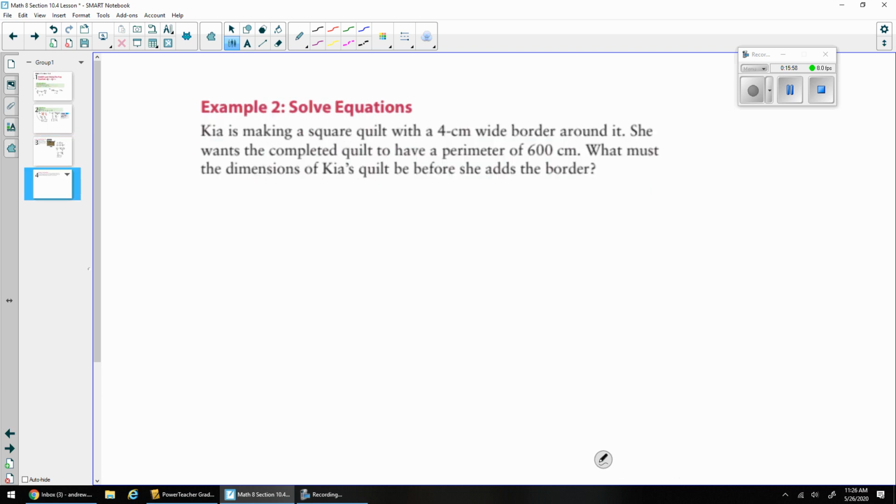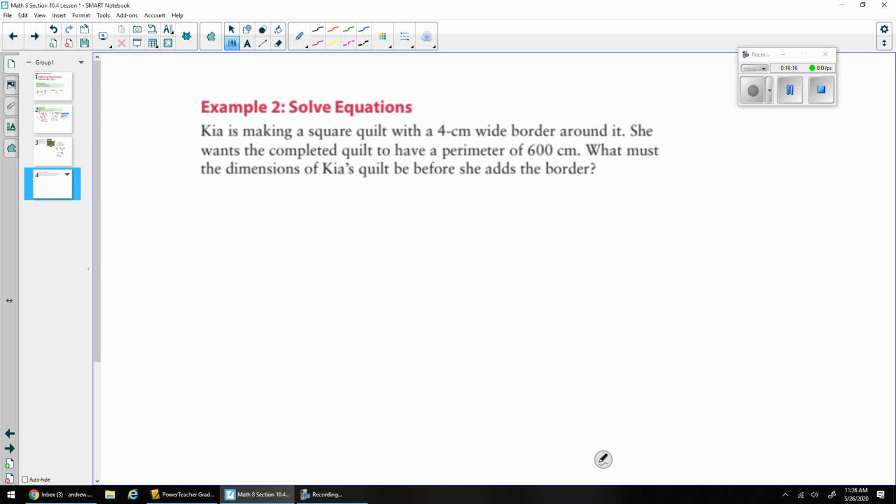Okay, one more word problem. Kai is making a square quilt with a 4 centimeter wide border around it. She wants the completed quilt to have a perimeter of 600 centimeters. What must the dimensions of Kai's quilt be before she adds the border?